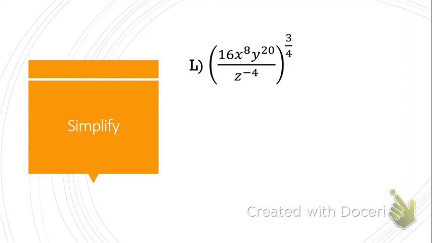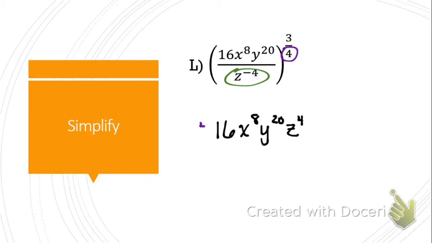Where do you guys want to start on this one? Yeah, let's take care of that z to the -4 right here. So I'm going to have 16 x to the 8th, y to the 20th, z to the 4th. I'm looking at those numbers, 8, 20, 16. What do I like about those? Yeah. I can do a fourth root of all of those pretty easily, even the 16. So I'm going to do the fourth root of all of this, and then I will cube the whole thing.